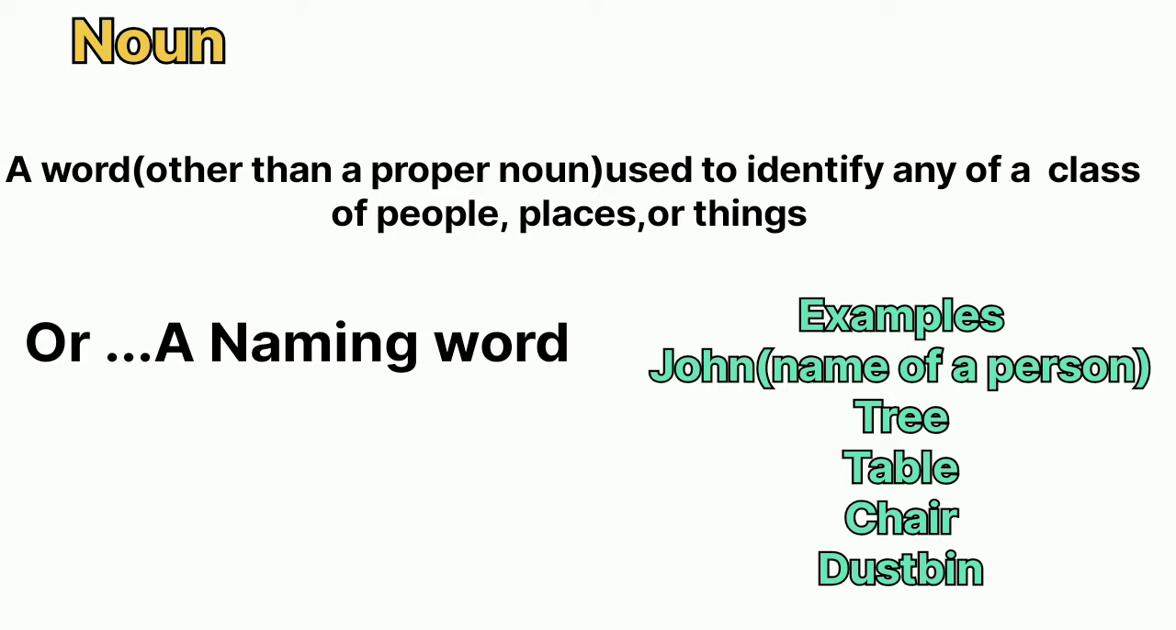Anything you could think of that is a naming word. Anything that has a name is a noun. Whenever you're writing, just write down right now and say, anything that has a name is a noun. Car and everything that has a name is a noun. So by now you understand what is a noun.